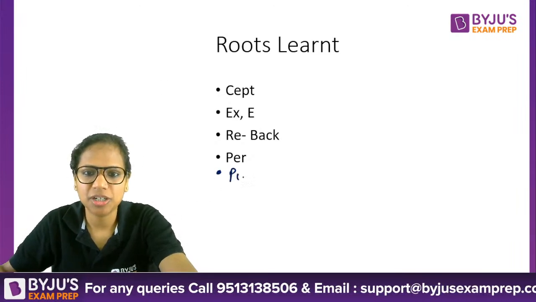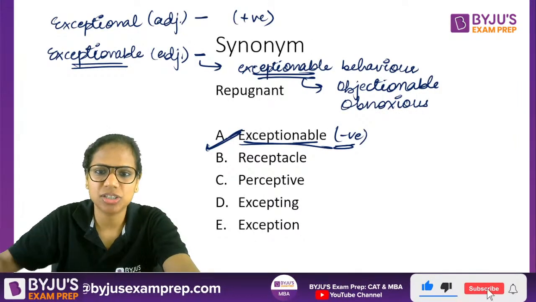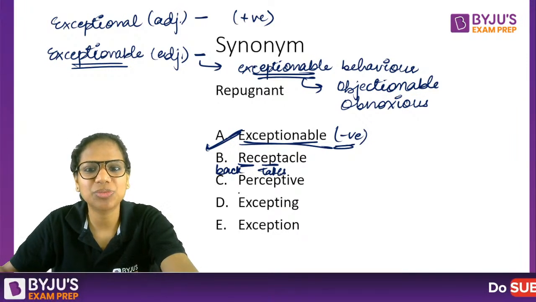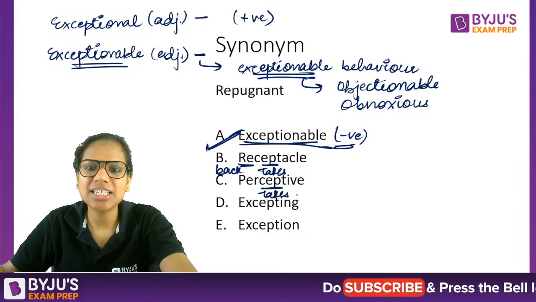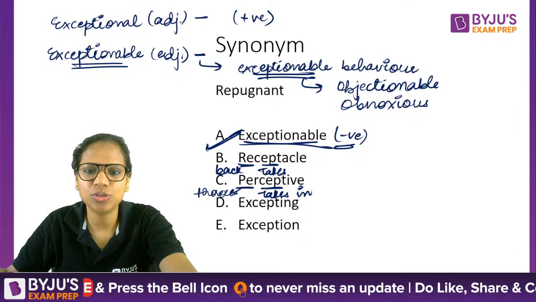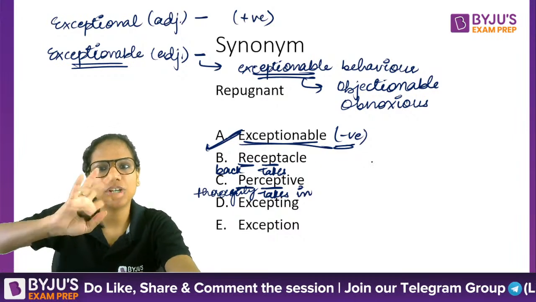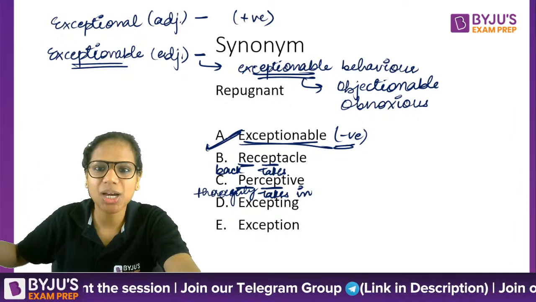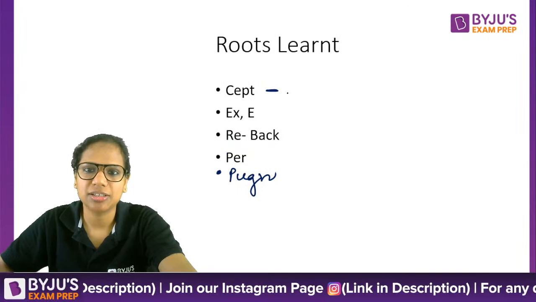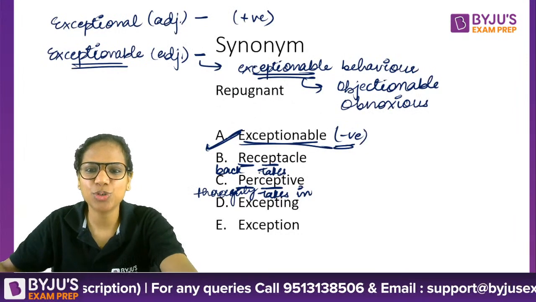So, in fact, let me add pugno or pug to this, right? So, if I say receptacle, basically, it takes something back, isn't it? A perceptive person takes in his or her surroundings very thoroughly, is able to absorb very thoroughly. Exceptionable, something that basically stands out, you can take it out from the crowd. Exceptionable in a bad sense, it stands out, right? So sept means to take. That's the meaning of this root that was present in quite a few words here.